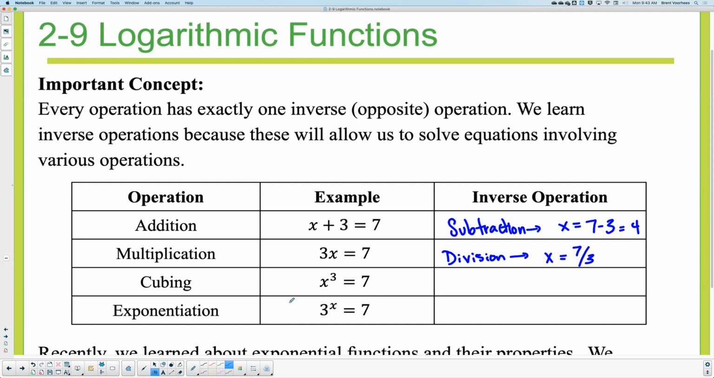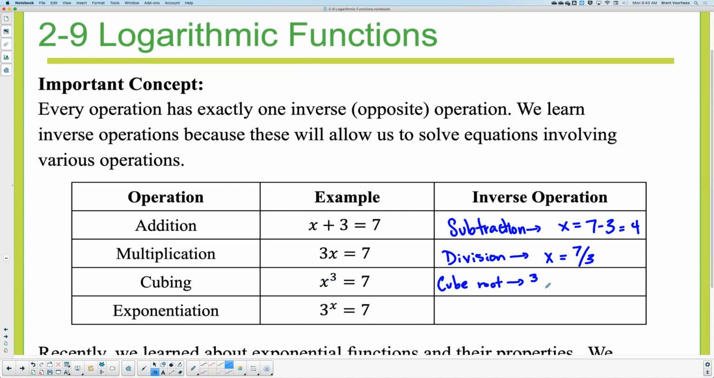Okay. Here's another one. What about if something was cubing? You would take it to the third root. Or you could call it third root. You can call it the cube root, whatever you want. But a root is like a fraction power. It's the inverse operation to a whole number power.